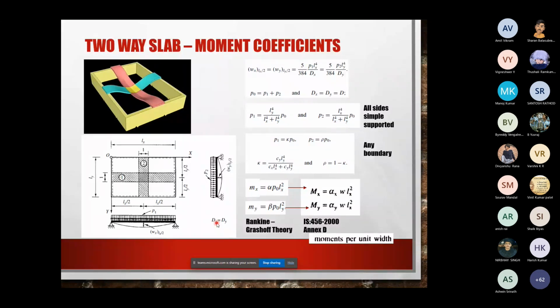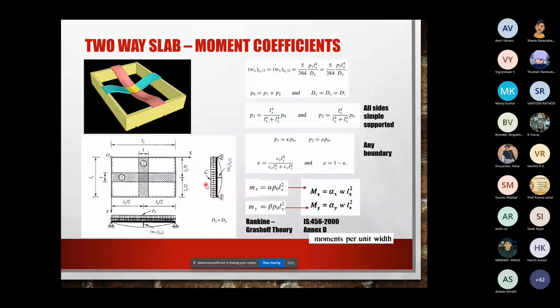In plates you have something similar, except that not just E and I, you have also the term nu coming into the picture. Can you guess what nu is? Greek letter nu. E is Young's modulus. What would be nu? Poisson ratio, because it's x and y, so the Poisson lateral effect also comes into the picture. So in terms of that, you have flexural rigidity along y, flexural rigidity along x. If it's a uniform thickness slab, Dx will be equal to Dy.